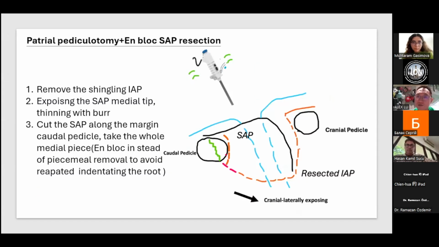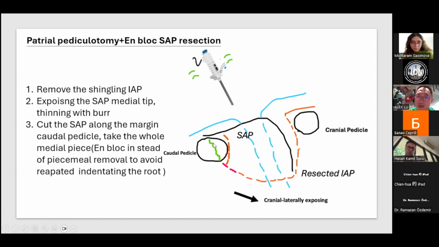So here I want to provide my concept of how I do my PECF procedure. This is a drawing that I drew by myself. This is the cranial side of the pedicle, and this is the caudal side of the pedicle, and this is the SAP, and the red line is where I already removed the shingling, the IAP. As you can see, the blue line is the nerve root just under the SAP. Because there's no yellow ligament over here, the first step is a partial caudal pediculotomy.